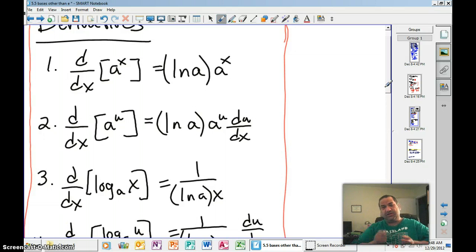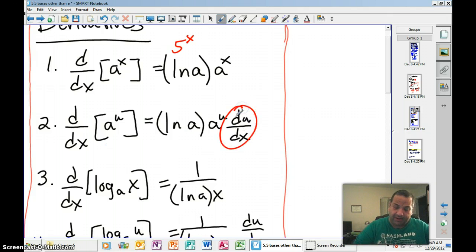Because this is what's going to separate you from other calc people. Because they're not going to memorize this, all right? And they're not going to know that a to the x, remember, that's like 5 to the x power. That's what we're talking about here. When we take the derivative, it's the natural log of 5 times 5 to the x power. And if it's u, it's the same thing, just multiply it by the du dx.